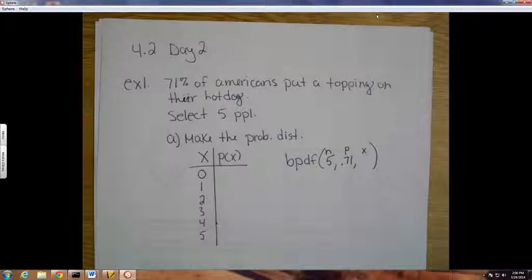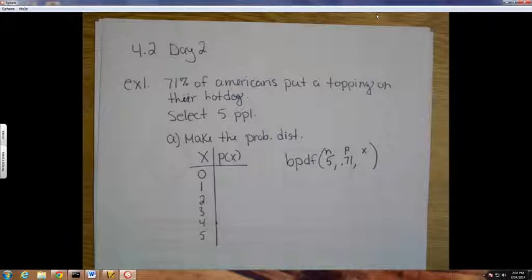Mine is A. Well, that's okay. So they're not going to all be the same. 0.71. That's okay. Okay, so 5 is the trials, right? Yep, trial. If there's nothing, you just close it off. The P is 0.71.